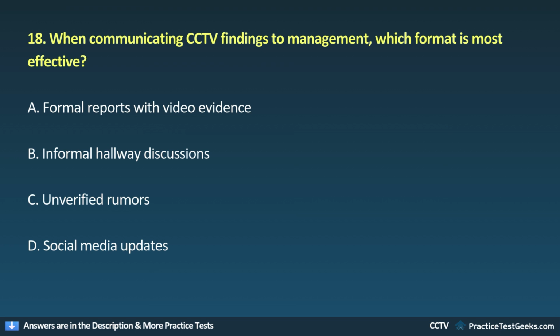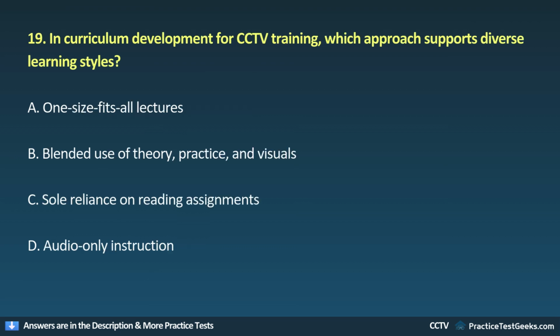18. When communicating CCTV findings to management, which format is most effective? A. Formal reports with video evidence. B. Informal hallway discussions. C. Unverified rumors. D. Social media updates.